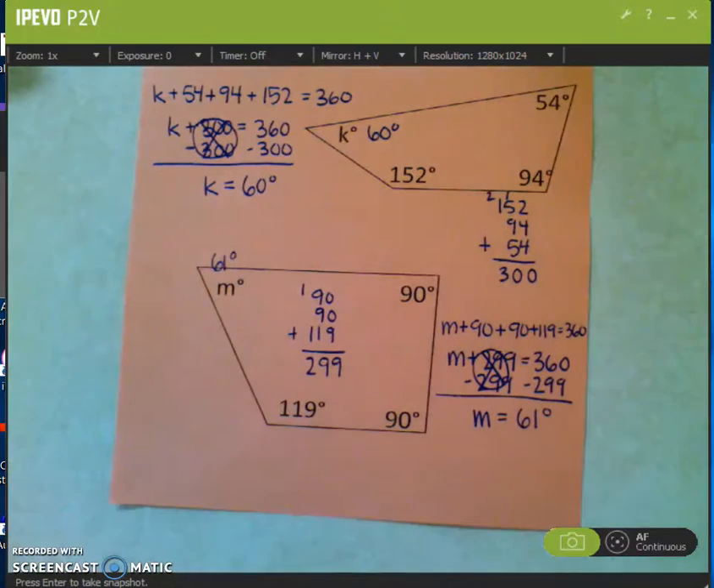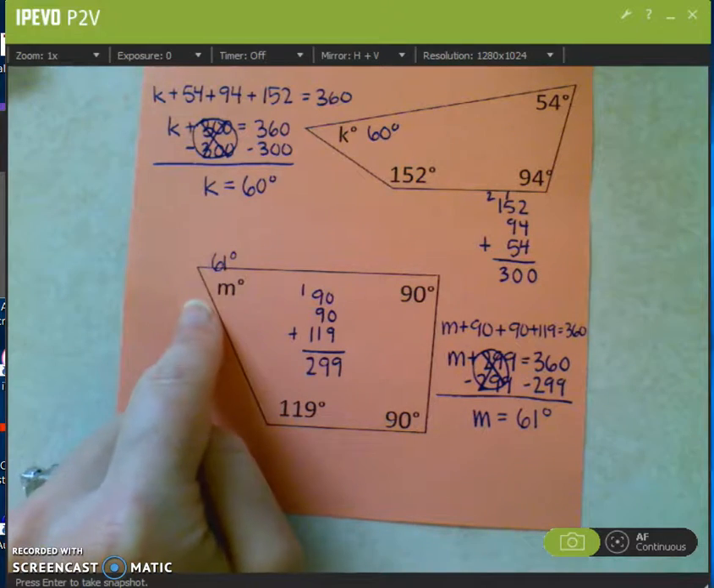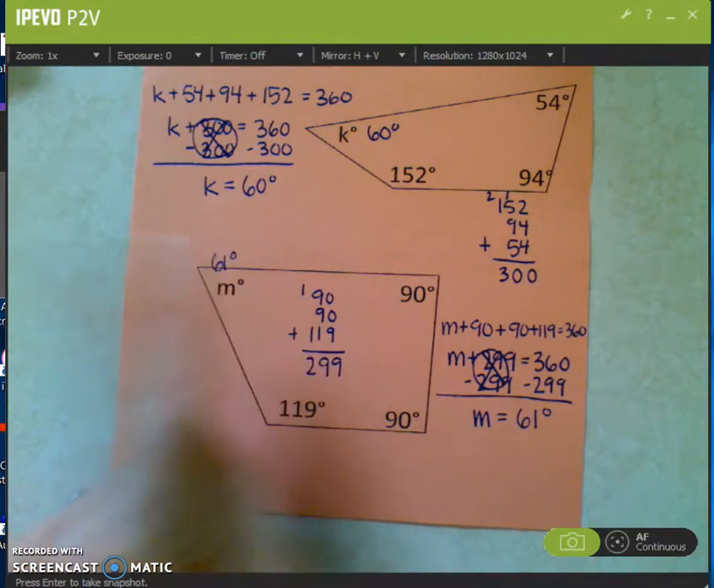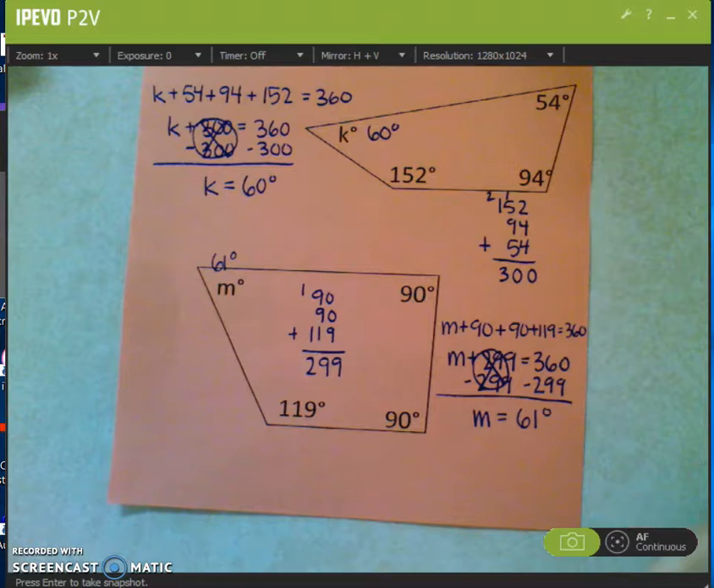Again, I'm going to check to make sure my answer makes sense. This angle measure is less than a 90-degree angle, less than a corner. 61 is less than 90, so it seems like a reasonable answer that m is equal to 61.